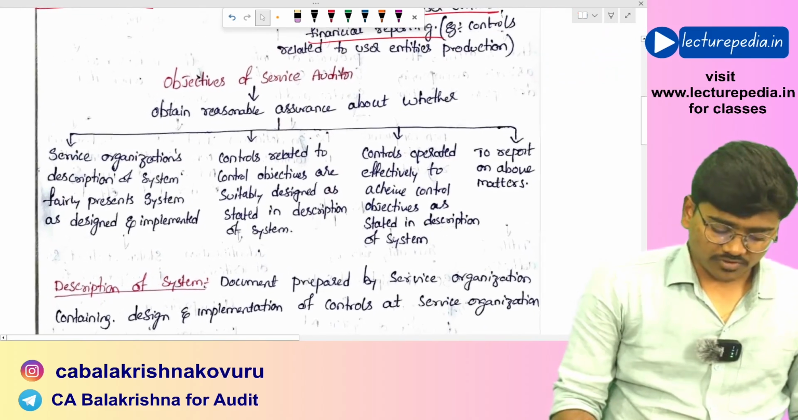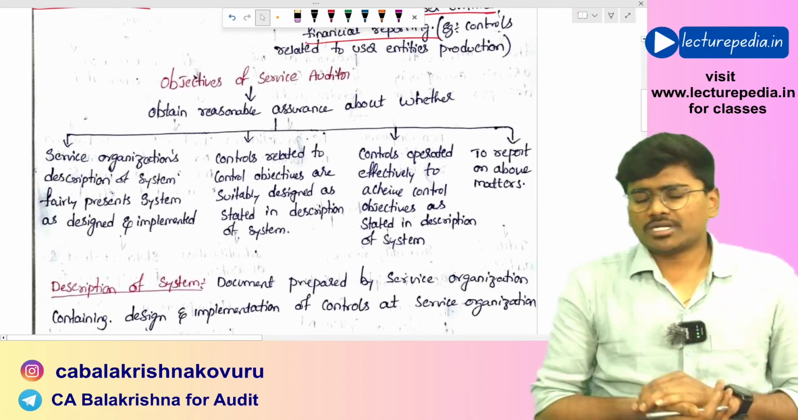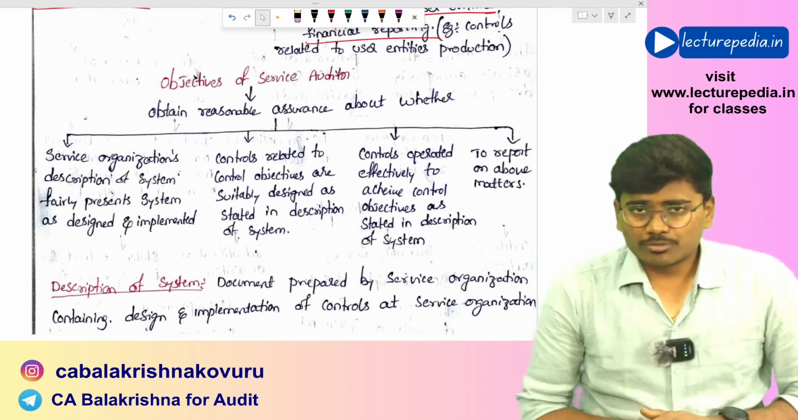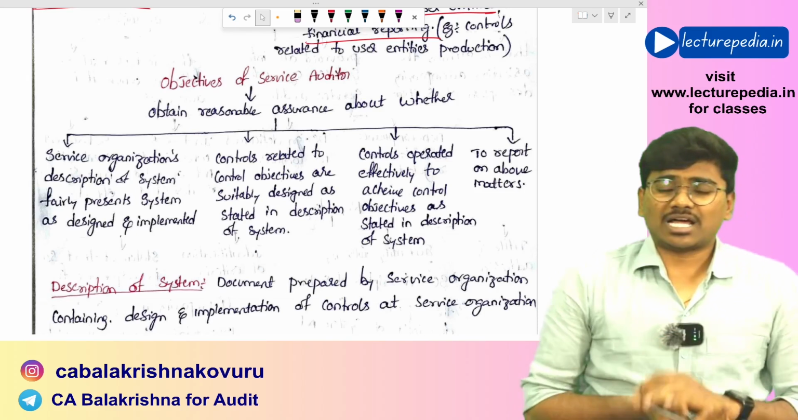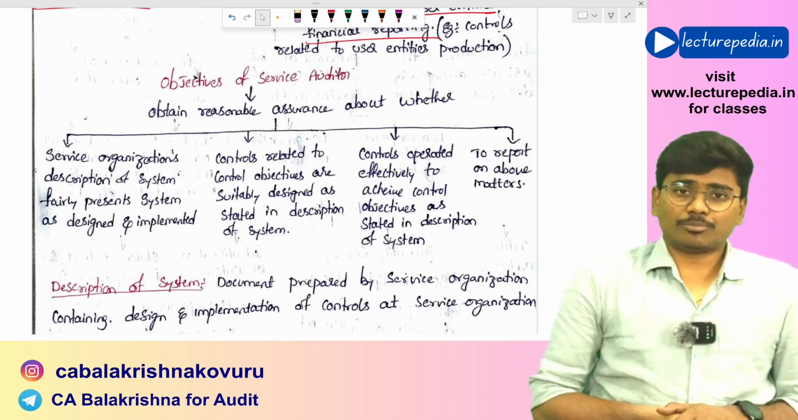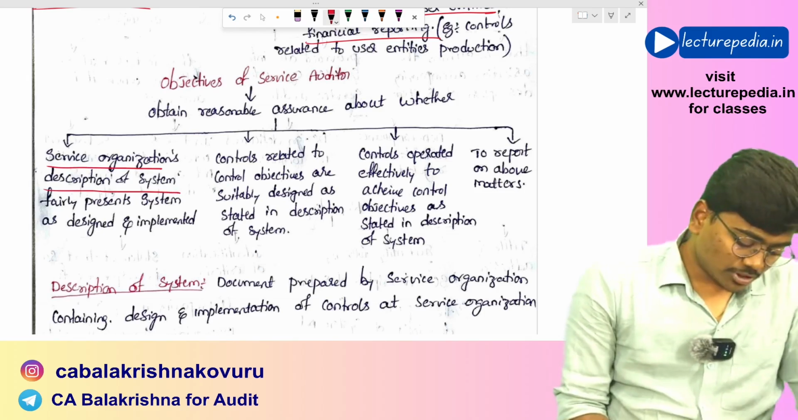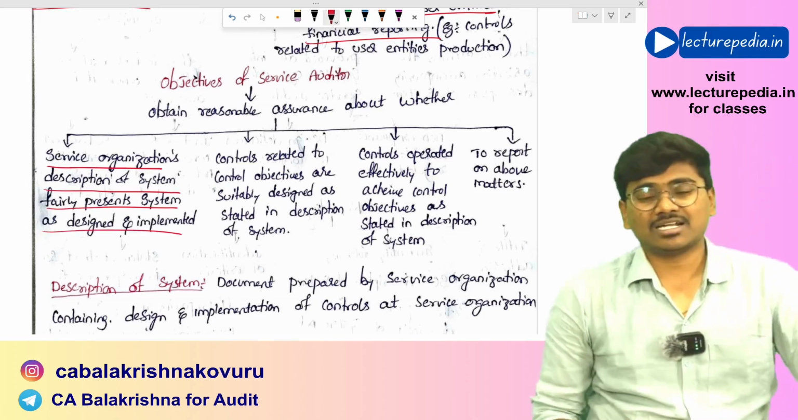Next, objectives of the service auditor. What are the objectives of the service auditor? Whenever you have been appointed to provide assurance on the controls of the service organization, your objective will be to obtain reasonable assurance, that is, sufficient appropriate audit evidence, regarding whether the service organization's description of the system fairly presents the system as designed and implemented.